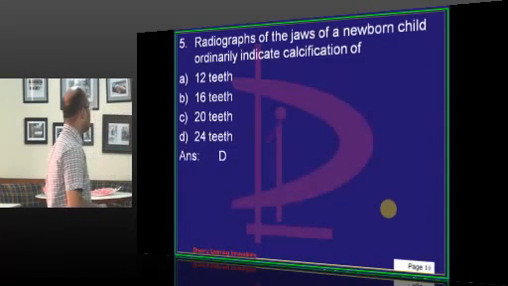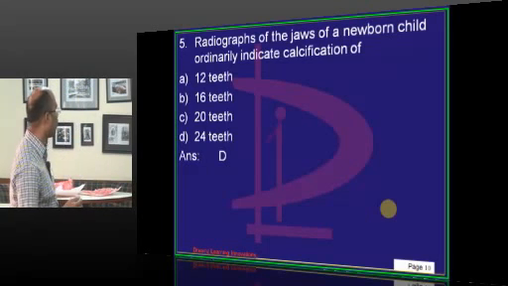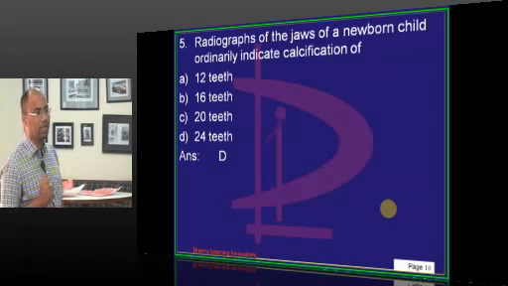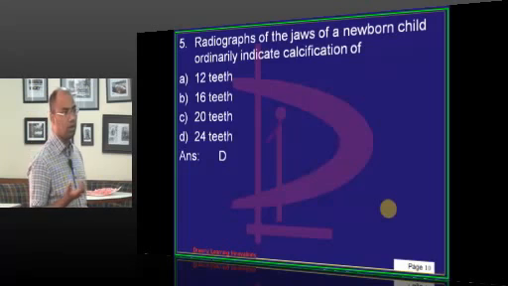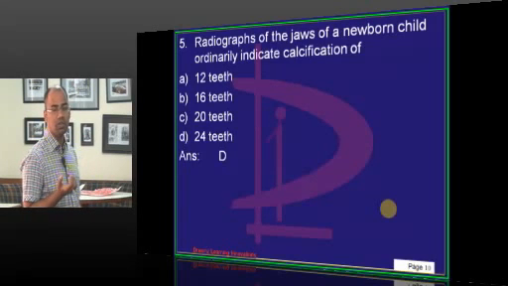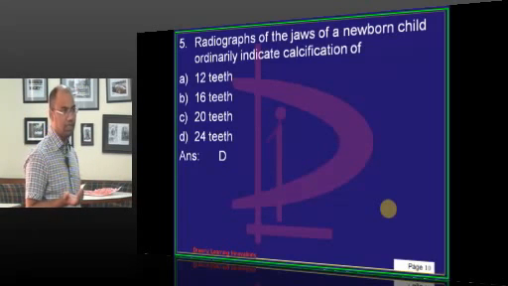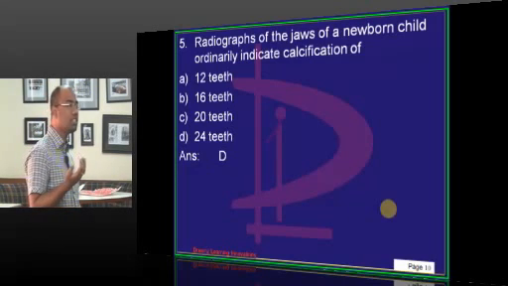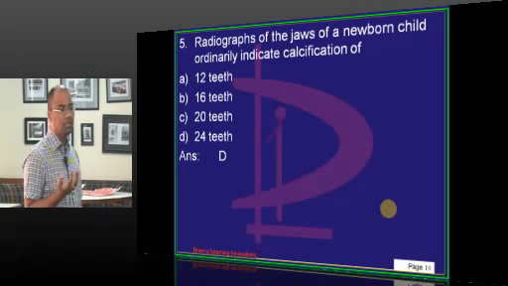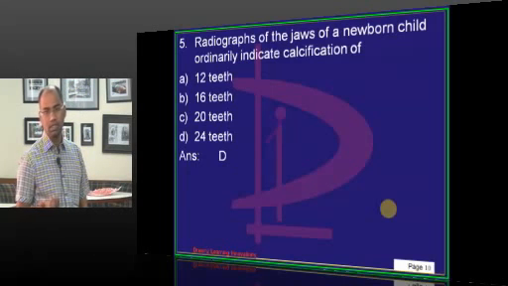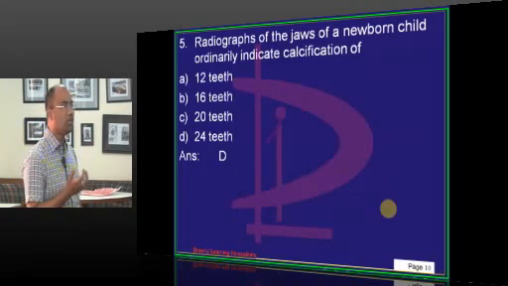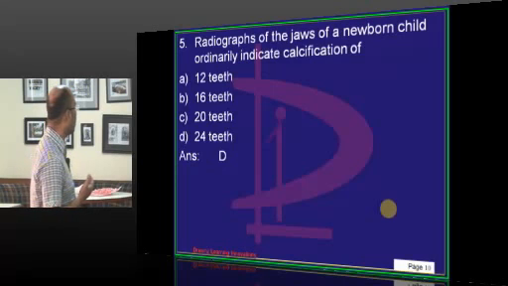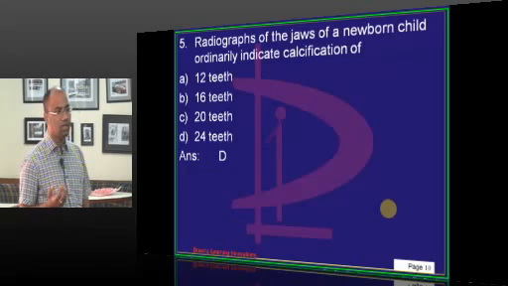A radiograph of the jaw of a newborn normally indicates calcification of how many teeth? In a newborn or an infant or a neonate, what you see is 20 teeth, isn't it? In addition to the 20 primary teeth, you see the first permanent molars, which are calcified at birth. So 20 plus 4 is 24 teeth. So in a radiograph of a newborn, you see 24 teeth.